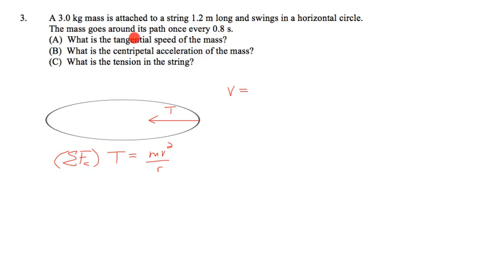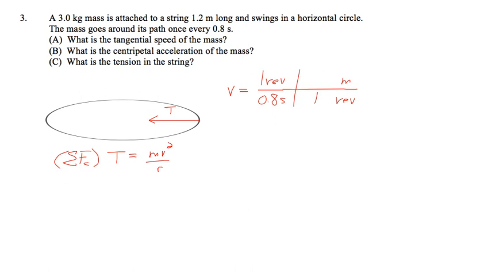that the mass goes around its path once every 0.8 seconds. So that means it's going to do one revolution every 0.8 seconds. That's my starting point. And then I just have to convert that into meters per second, just like we did in the last problem. So I extend the line, and I'm going to go from revolutions to meters. One revolution is, again, the circumference of the circle.